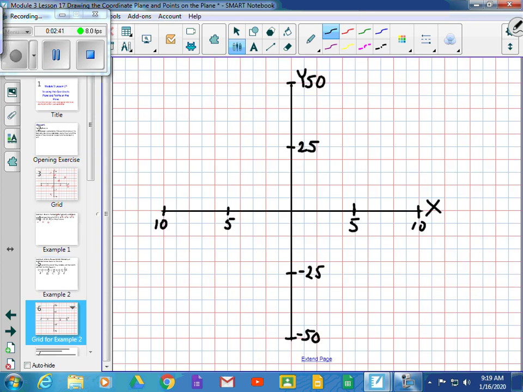So if we want to plot (-4, 20) on this scale, we're going to go right there. That would be point A. Point B is (-3, 35). That's going to be right there. C was (1, -35). There's C. D was at (6, 10). Point D. And the last one was at (9, -40). Point E sits right there.